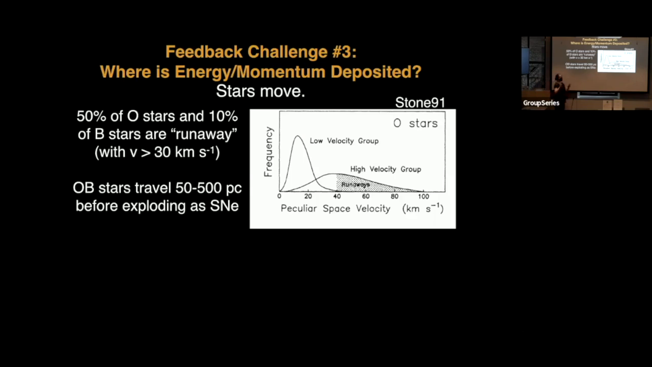Many more are walkaways, which is greater than 10 kilometers per second. And if you calculate that and say, okay, the typical lifetime of an O or B star is 3 to 50 megayears, that corresponds to traveling 50 to 500 parsecs before they explode as supernovae. So that means that many of them will actually explode in a very different environment than where they formed. It means their feedback will be deposited differently.